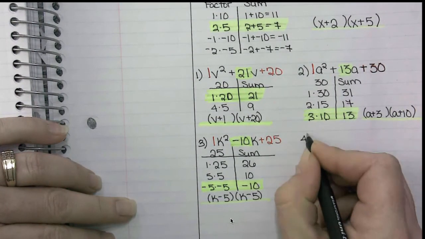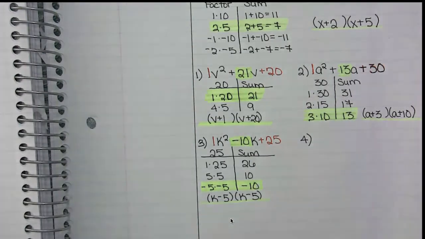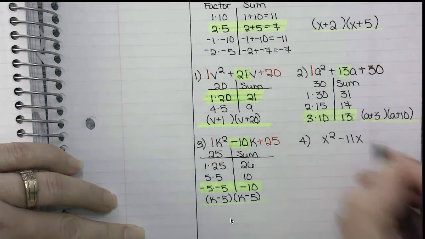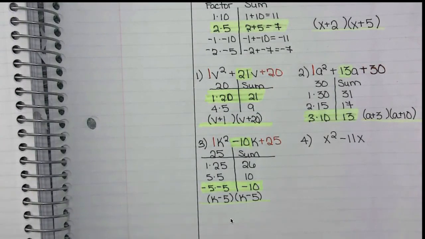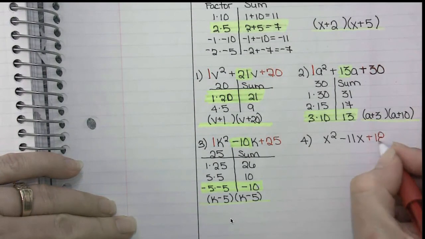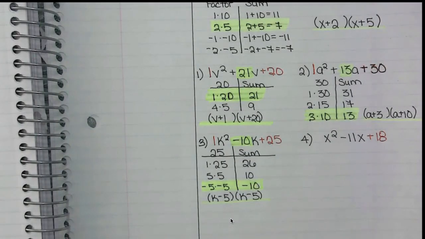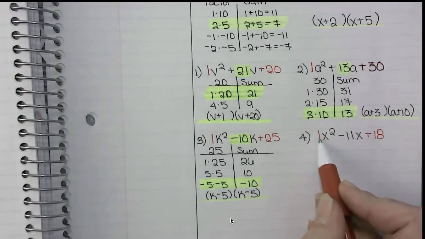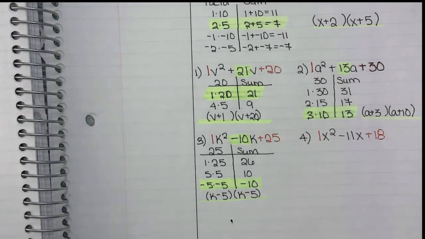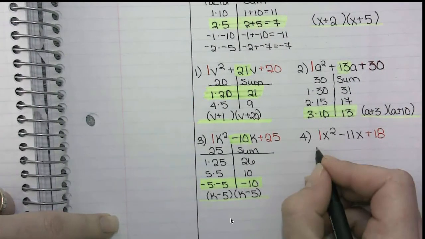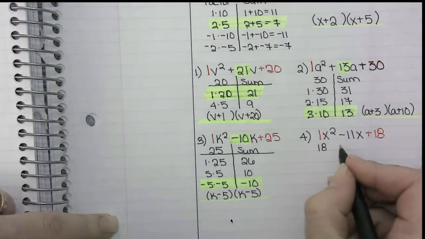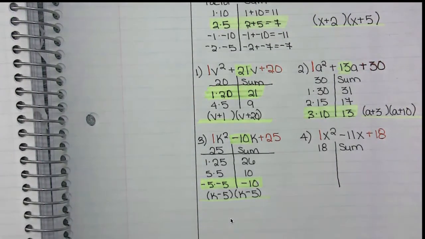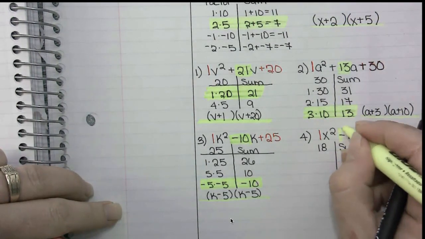Next example, let's look at x squared minus 11x plus 18. Remembering that there is a 1 in front of my x squared, I'm going to multiply 1 times positive 18, and so we need to find the factors for positive 18, which create a sum of negative 11.